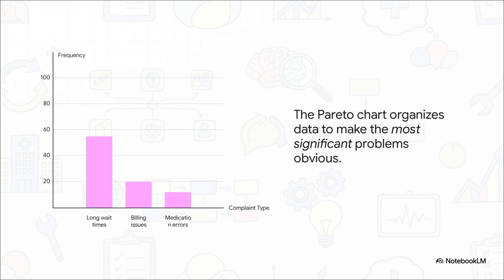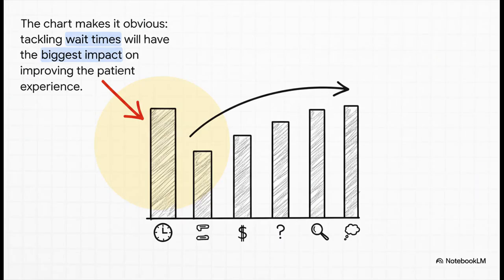The bars are sorted from the most frequent problem down to the least, and that one massive bar on the left, long wait times, it just dwarfs everything else. We just found our vital few. I mean, the chart makes the decision for us, doesn't it? If we want to make the biggest possible improvement to the patient experience, we know exactly where to put our energy. We have to tackle the wait times. Now we have clear, data-driven proof of where to start.